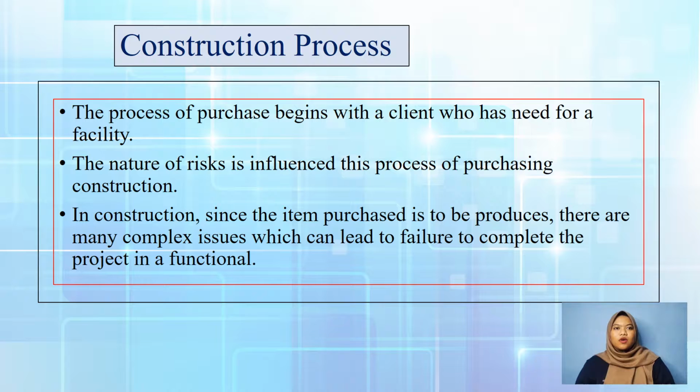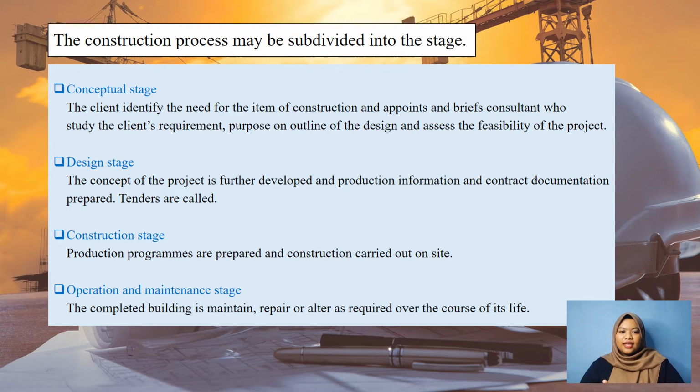Construction process. The process of purchase begins with a client who has need for a facilities. The nature of risk is influence this process of purchasing construction. In construction, since the item purchased is to be produced, there are many complex issues which can lead to failure to complete the project in a functional. The construction process may be subdivided into the stage.